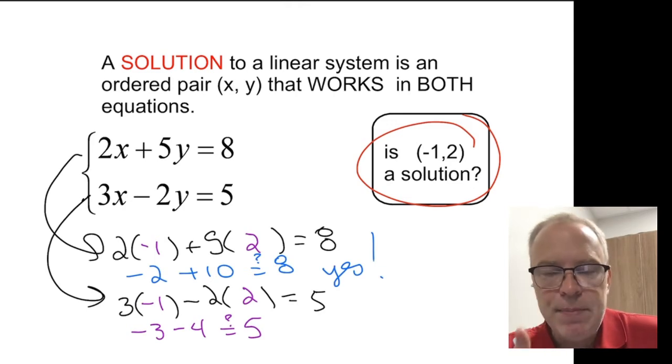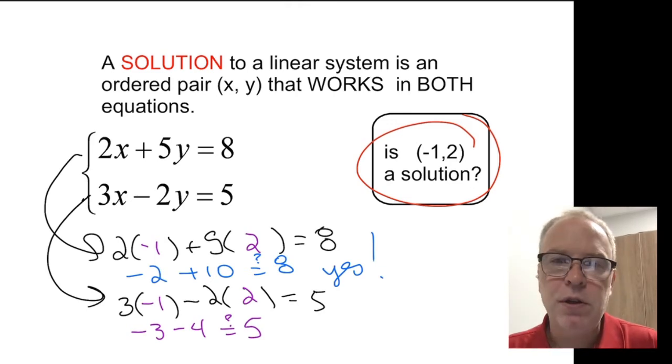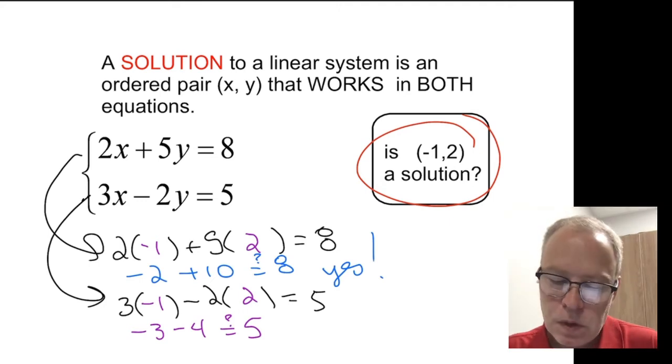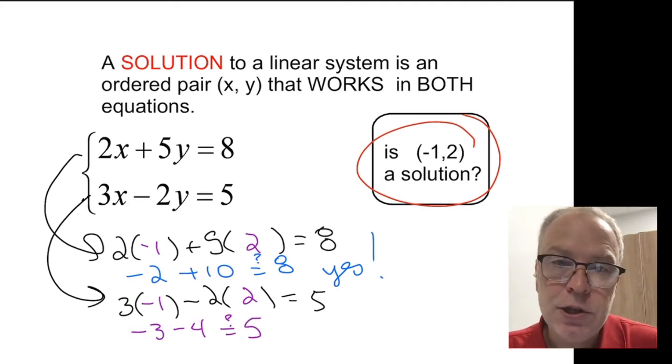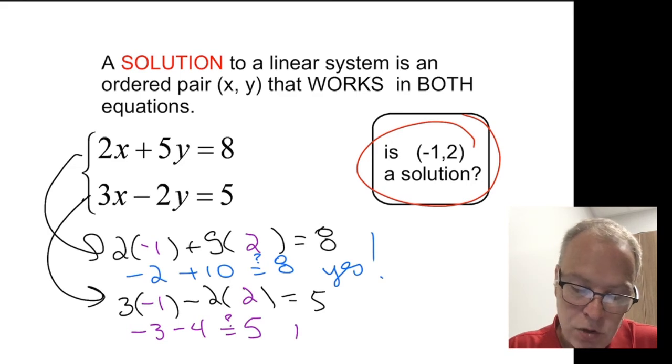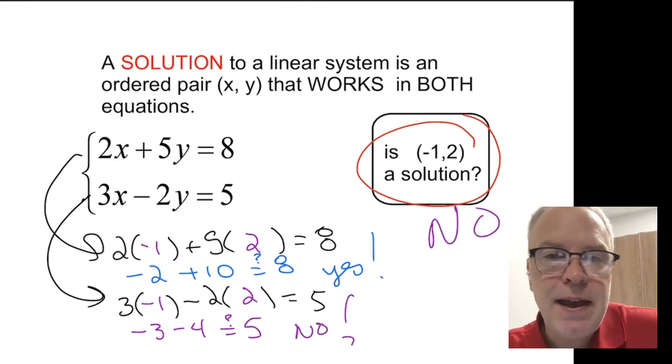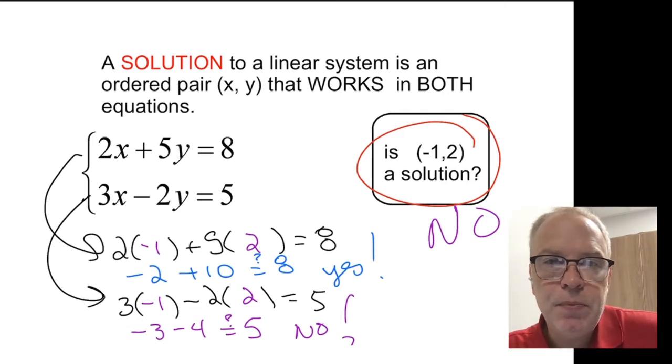No. Now, when this happens, I always go back and just check my work to triple check that I did not make a goof here. And as far as I can tell, looks like I did it correctly, and no. So you know what? This is not the answer to this system.